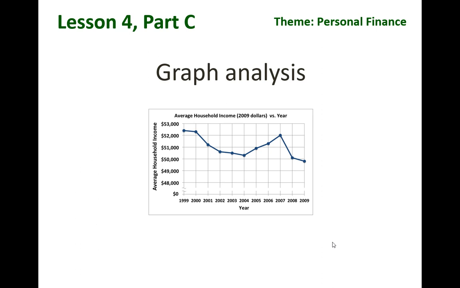In lessons 4, parts C and D, we're going to look at analyzing graphs. You can see our first graph here shows the average household income, and this was for 2009 dollars versus year. Notice we want to pay attention to how things are labeled. The vertical axis is the average household income. And then, of course, along the bottom, we have the years from 1999 through 2009.